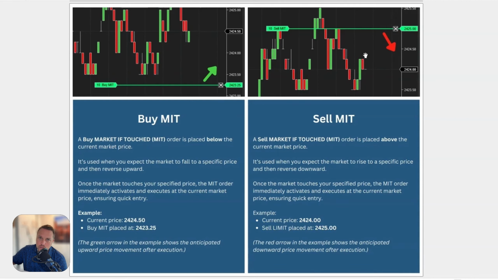So when would you use this type of order? MIT orders are typically great for anticipating a pullback, as demonstrated here in these diagrams. They ensure that you get into the market when your entry price is reached. For example, if you expect the market to retrace to a support or resistance level and then continue in the original direction, an MIT order is useful.